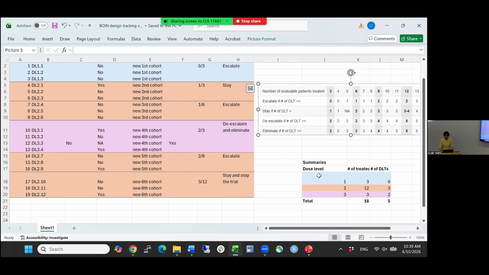Then I will make a summary table here. So for dose 1, we treat 3, 0 DLT. Dose 2, 12 patients, 3 DLT. Dose level 3, 3 patients, 2 DLT. Then what do we do next? With all this information, now it's time for us to generate the MTD. Then how to do that?